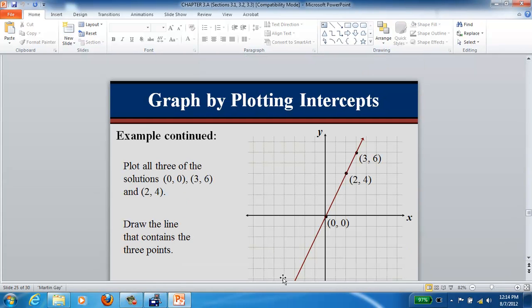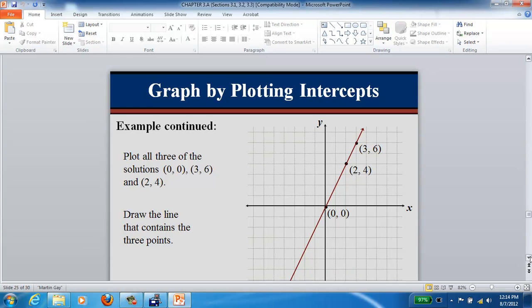Graphing your line, you have the x- and y-intercept, which is (0, 0). The second point, x is 2, y is 4. And the third point, x is 3 and y is 6. Connecting your dots, there is your line.